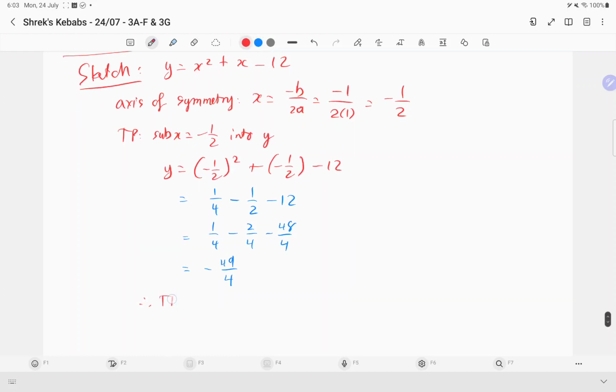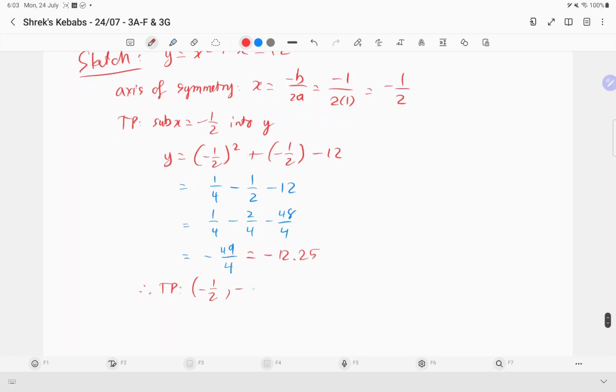So now let's write it down. Turning point is x is negative 1/2, and the y value is negative 49 over 4. What's roughly 49 over 4? 49 divided by 4 is 12, remainder 1, and then 1 divided by 4 is 0.25. That's why it's negative 12.25. So I can technically write negative 12.25 here.